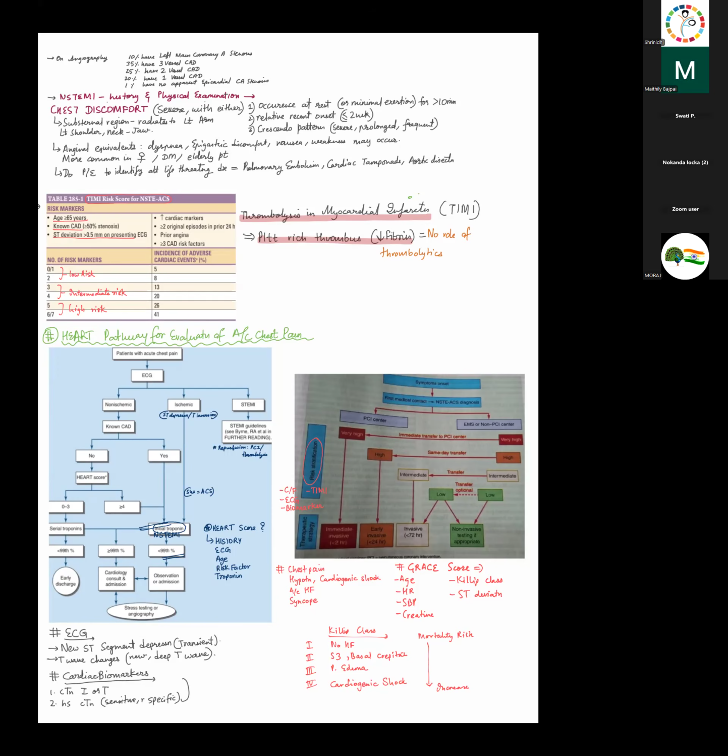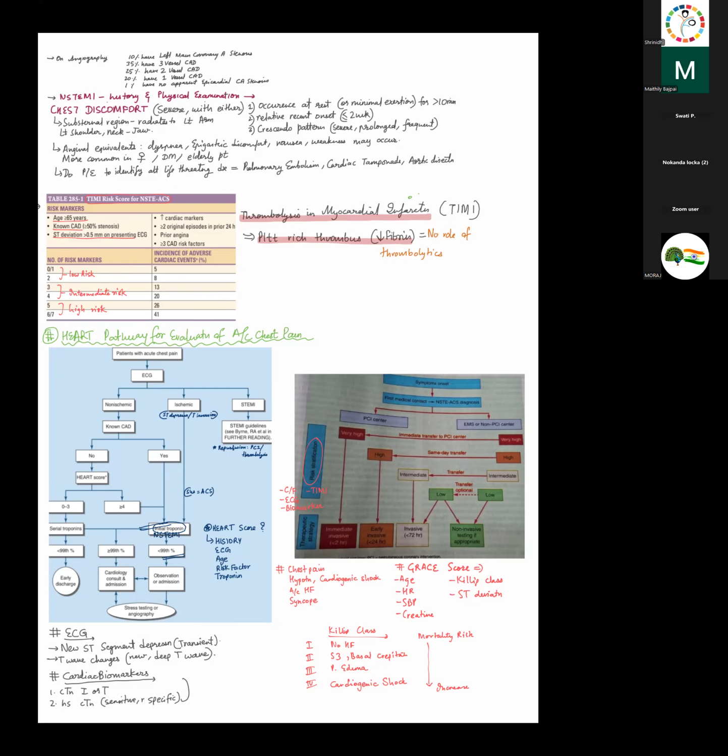Next, it's a very important table for NSTE-ACS. It's the Thrombolysis in Myocardial Infarction score. So the risk markers are age more than 65 years, known coronary artery disease with more than or equal to 50% stenosis, ST deviation of more than 0.5 mm on presenting ECG, raised cardiac markers, more than or equal to 2 anginal episodes in the prior 24 hours, prior aspirin use, or more than 3 coronary artery disease risk factors present. So we evaluate these risk markers and do the scoring.